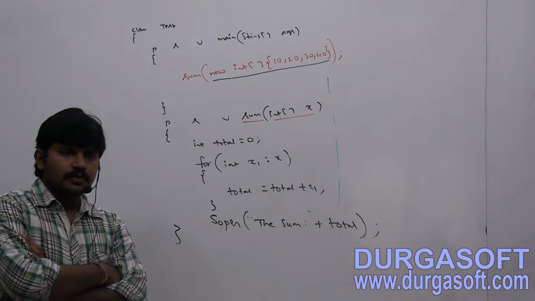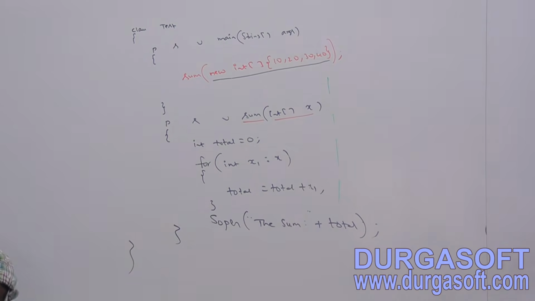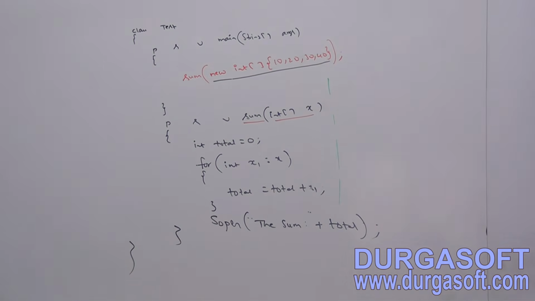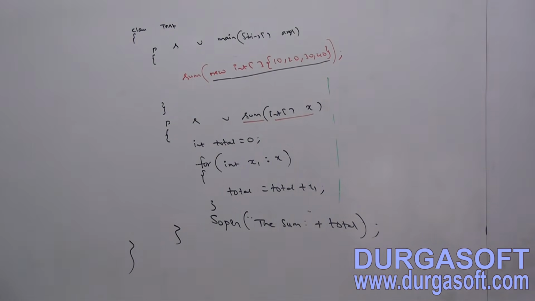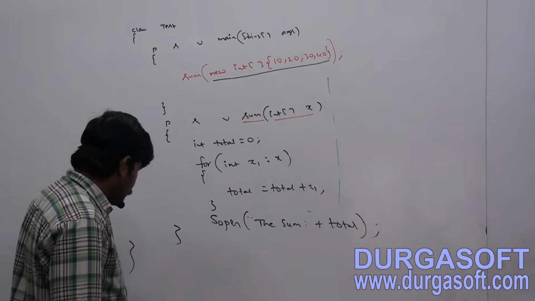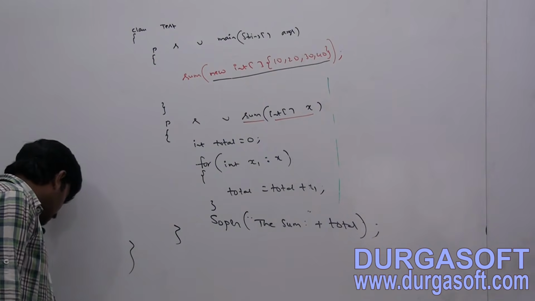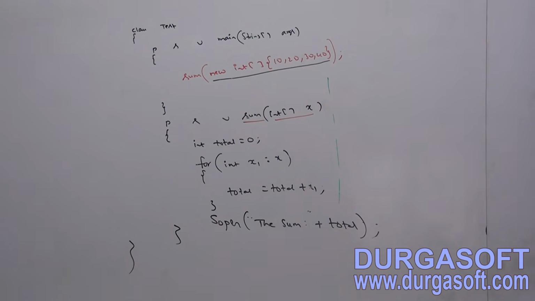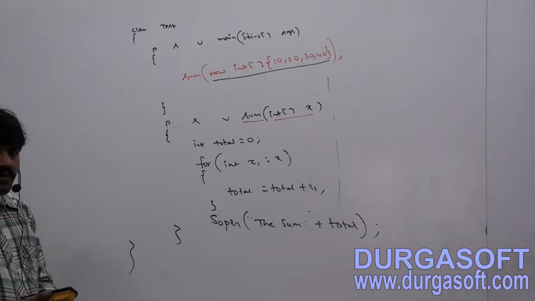Completed, I hope. Sum of int array x, into total is equal to 0, like the sum plus the total. Are you getting it? Now add the theory.